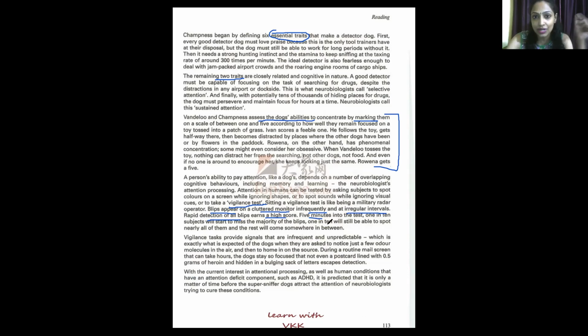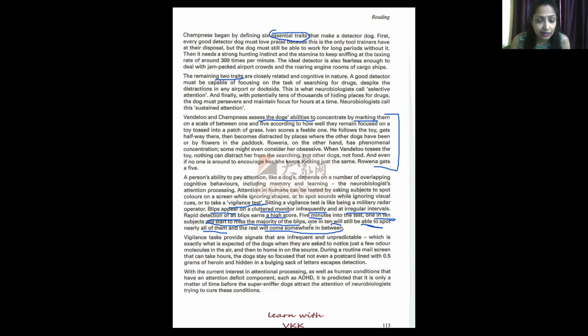we are reaching the pace. 1 in 10 subjects will start to miss the majority of the blips, and 1 in 10 will still be able to spot nearly all of them, and the rest will come somewhere in between. So it's kind of a statistic given that if there are 10 people, one may find, one may not find, one will be somewhere in between. So that means 5 minutes into the test, can there be people who can notice blips? Can there be those who do not notice blips?